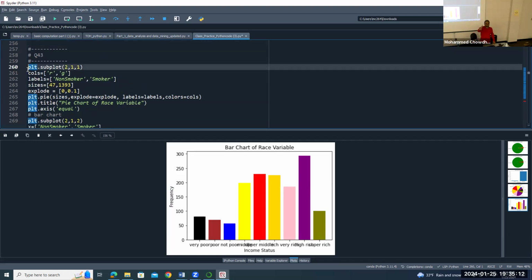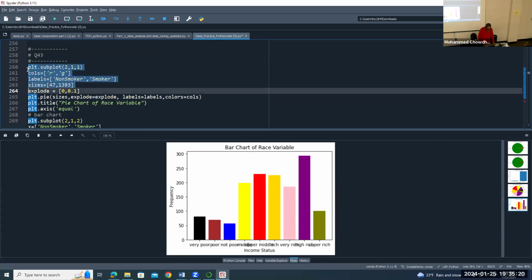So smoke variable, bar chart and pie chart, income variable, bar chart and pie chart, I have shown you. Different types of color I have put there. Okay. Now question number 43.